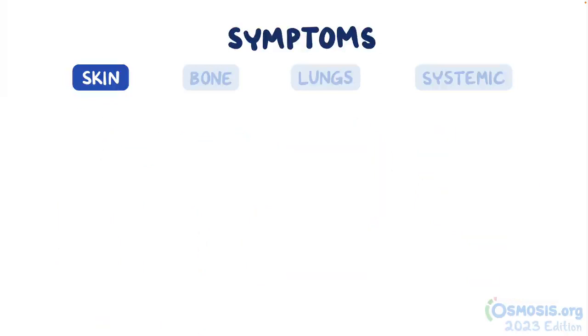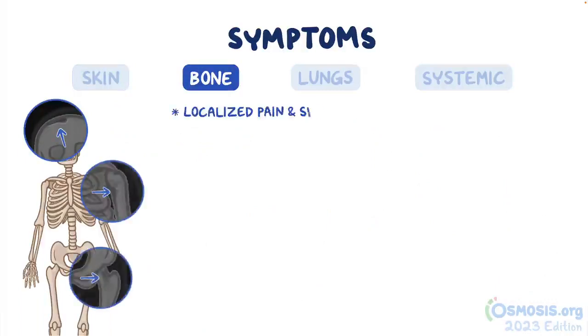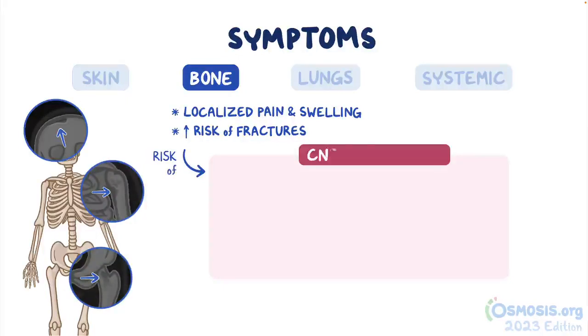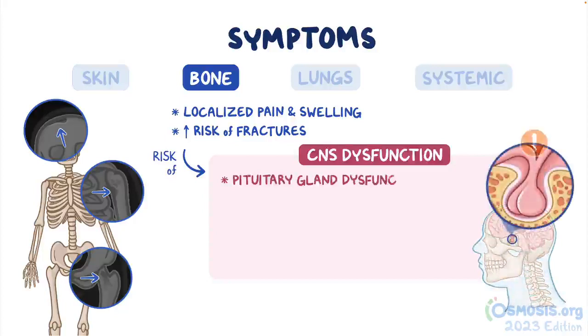Now, if lesions occur in bone, they usually develop in the skull and long bones of the arms or legs, causing localized pain and swelling, as well as increased risk of pathological fractures. If the skull or facial bones are affected, there is increased risk of central nervous system dysfunction, especially damage to the pituitary gland, a hormone-secreting gland located at the base of the skull. Pituitary gland dysfunction can result in extreme thirst due to excessive urine production, a condition known as diabetes insipidus.